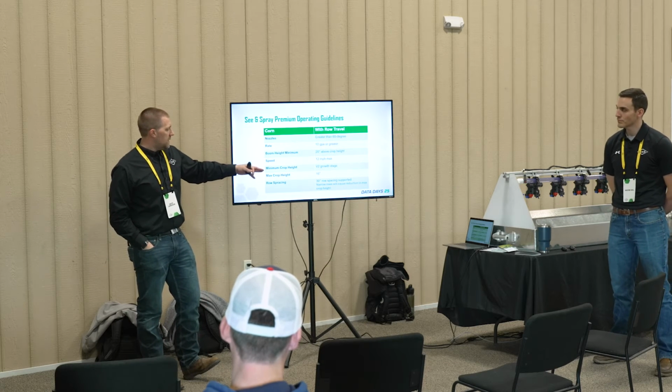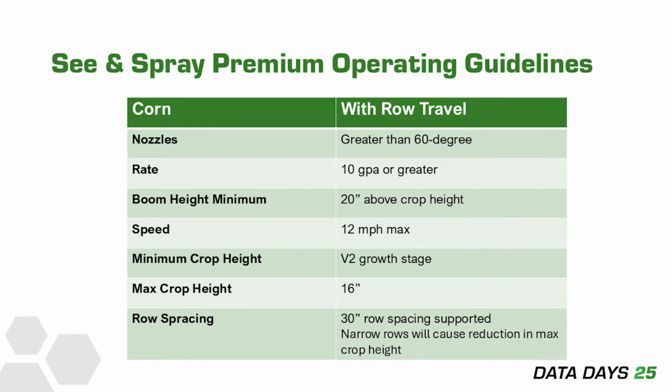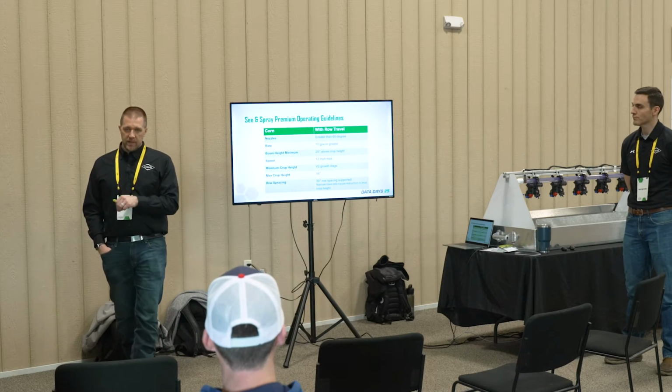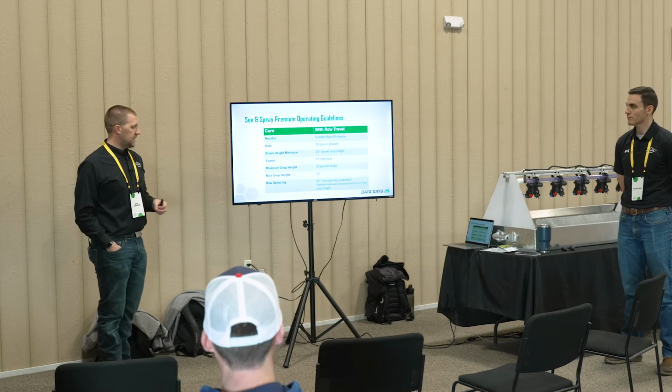The main two that we need to keep our eyes on are boom height and speed. For boom height, we need to maintain a minimum of 20 inches over top of any crop. That ensures the cameras are able to see it. Most of our booms are only able to get about 24 inches at lowest, but as you go through dips and things, 20 inches is what we want to see to have the best possible accuracy. Speed is about 12 miles per hour max with See Spray Premium. See Spray Ultimate is a little bit faster, and we'll talk about that in just a second.